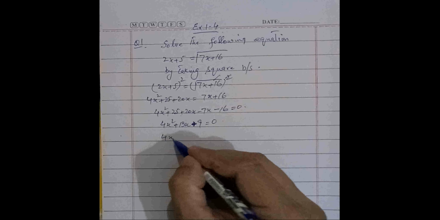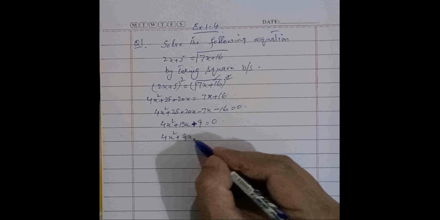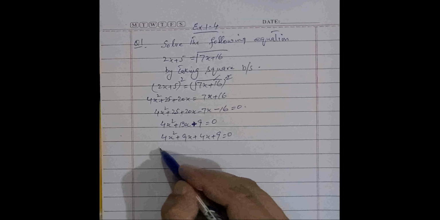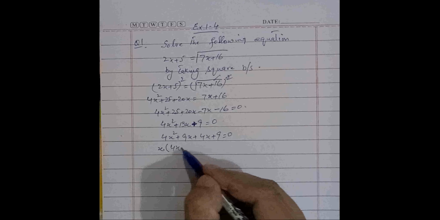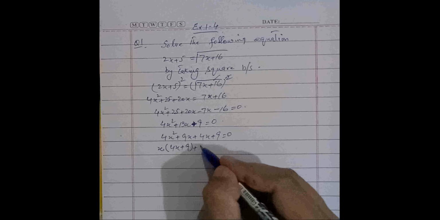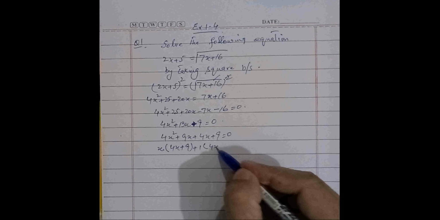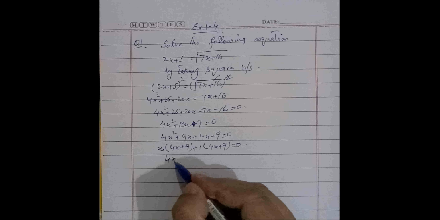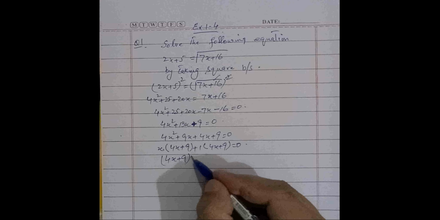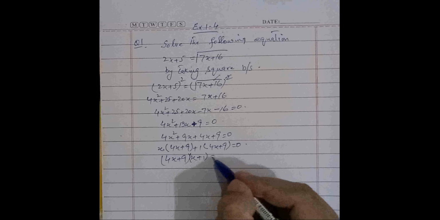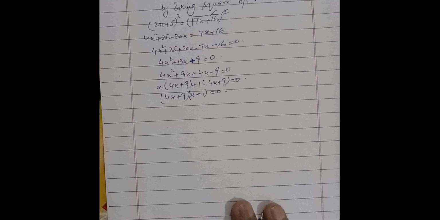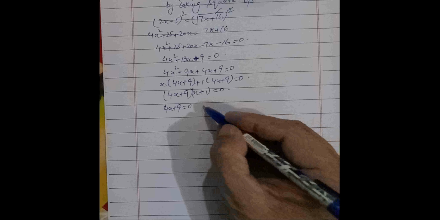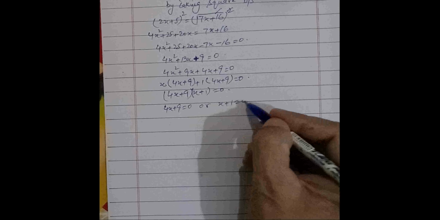We get 4x square plus 9x plus 4x plus 9 is equal to 0. Take x common, we get 4x plus 9. Take common 1, 4x plus 9 is equal to 0. Simplify it further, (4x plus 9) into (x plus 1) is equal to 0, and then 4x plus 9 is equal to 0 or x plus 1 is equal to 0.